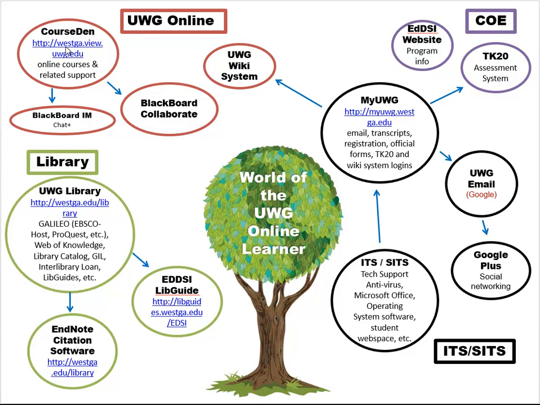All right, so UWG Online can help you. If you have issues with CourseDen, you can call them at their phone number, Monday through Friday, 8 to 5 Eastern Standard Time. That's usually their hours. During the first week of a summer semester, they normally have extended hours till like 7 or 7:30 at night. And maybe the first 2 weeks of a long semester, they frequently have extended hours to help you. So just keep that in mind.